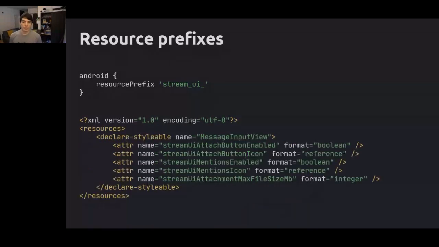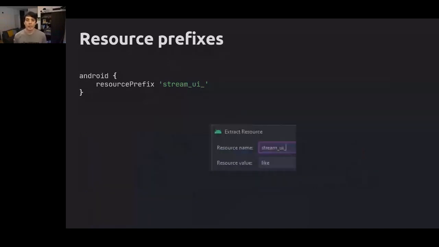Luckily, if you don't want to use snake case for all of your resources, for example, for attributes, we prefer using camel case, like you see here. Android Studio is flexible enough to understand that these are also correctly prefixed with stream UI, despite the resource prefix being specified with underscores in snake case. And as an additional bonus, whenever you're creating new resources, like extracting a hard-coded string, you'll also automatically get Android Studio's tooling to kick in, and it will pre-fill the prefix for you as you're naming the newly created resource.